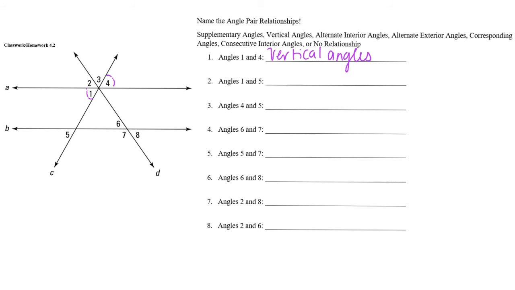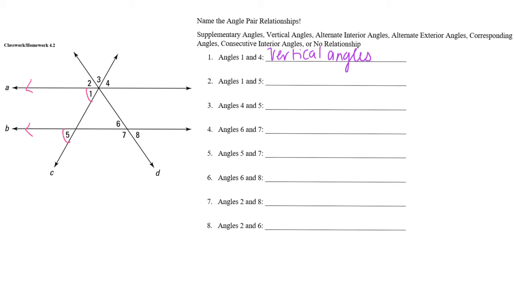All right, looking at number 2. Number 2 is asking me about numbers 1 and 5. I'm marking them on here just so that it makes it easier to see which ones we're talking about. 1 and 5 are dealing with those two parallel lines. They're not marked for some reason, but these do need to be marked that they are parallel. So we have 1 and 5.